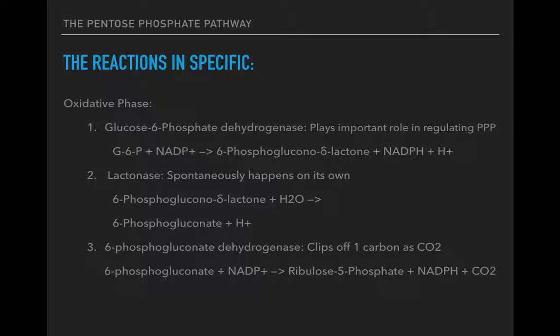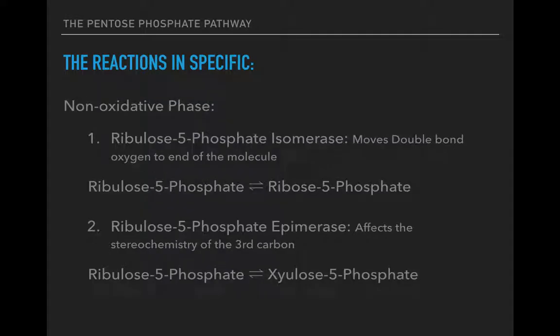The last step is 6-phosphogluconate dehydrogenase. This clips off a carbon as a CO2 molecule. It takes 6-phosphogluconate and NADP+ to yield ribulose 5-phosphate and NADPH and CO2. In the non-oxidative phase, there are 2 steps. The ribulose 5-phosphate isomerase moves a double bond to oxygen to the end of the molecule. It takes ribulose 5-phosphate and transforms it to ribose 5-phosphate.